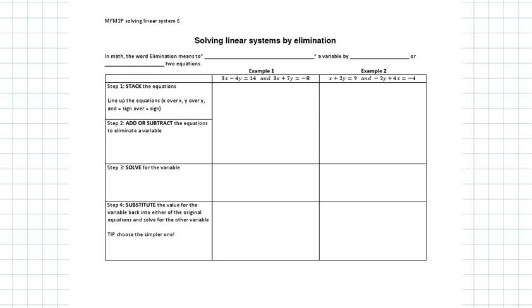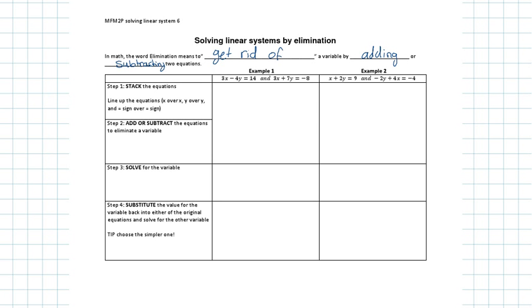So in math, the word elimination means to get rid of. Get rid of a variable by adding or subtracting 2 equations. Okay? Now, the first step is to line up your equations.